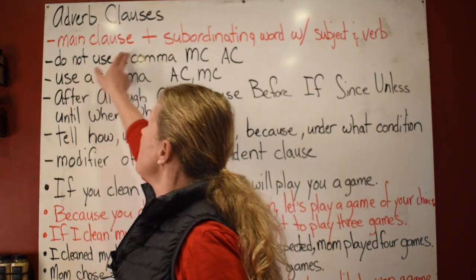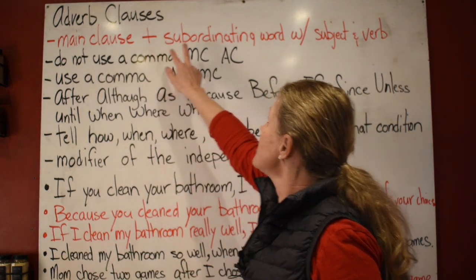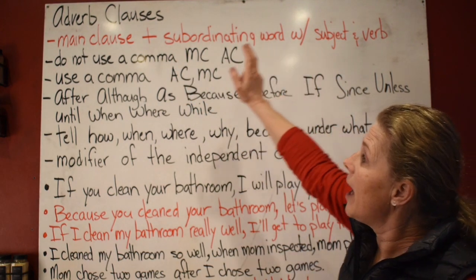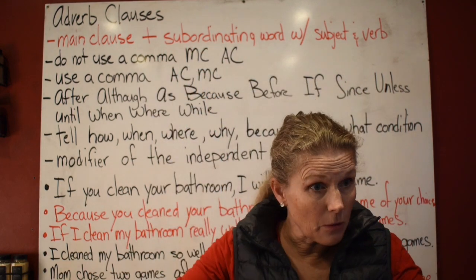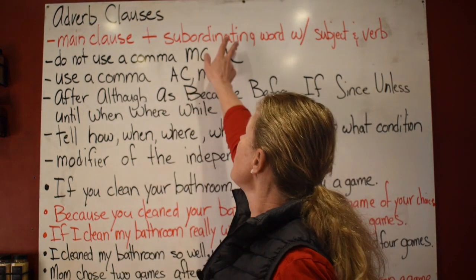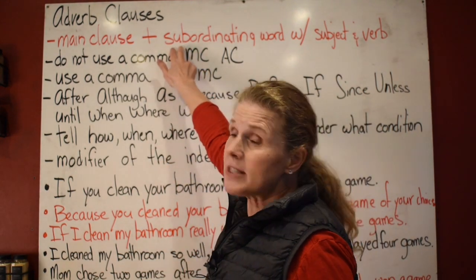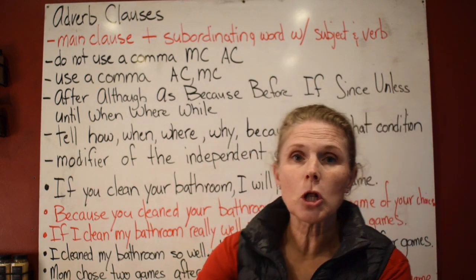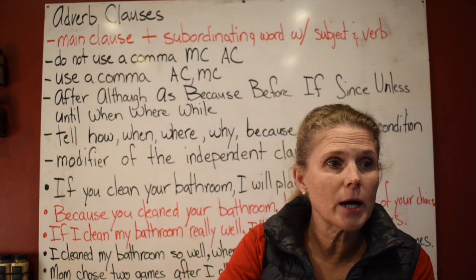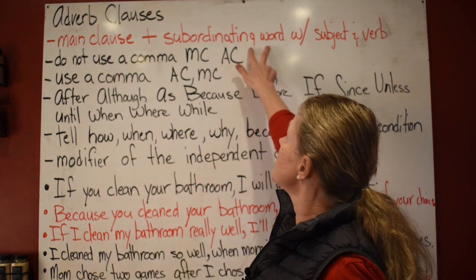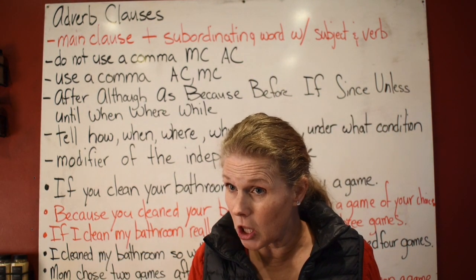Adverb clauses have a main clause, which is your independent clause, plus a subordinating word. After, although, as, because. This sub means smaller or below, right? And ordinating means in order. You're going to put this subordinating word below the main clause, the independent clause, and the subordinating word is going to cause that clause to become a dependent clause.